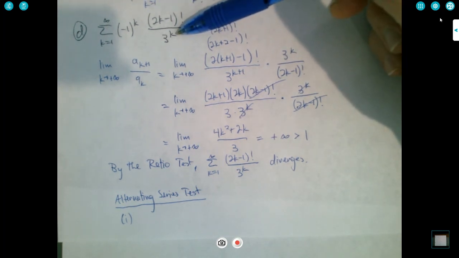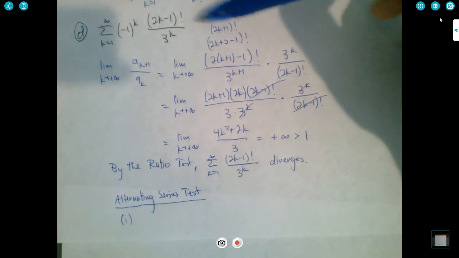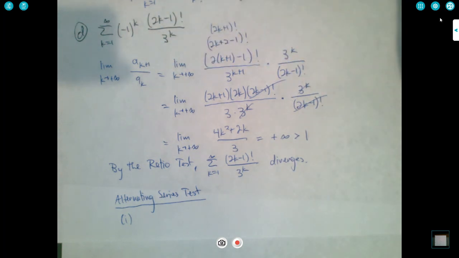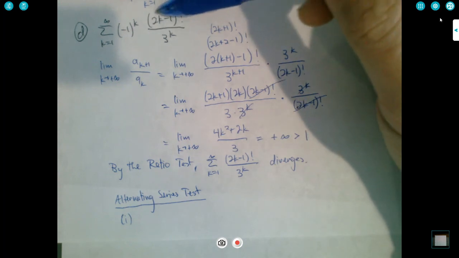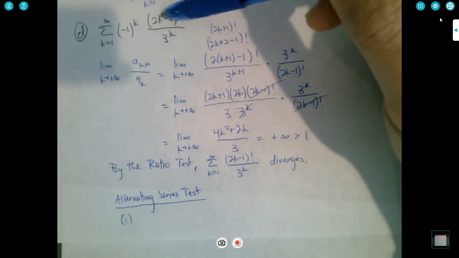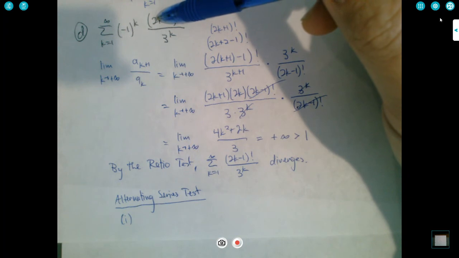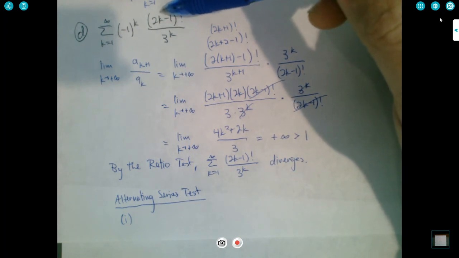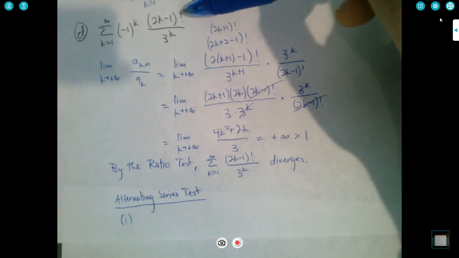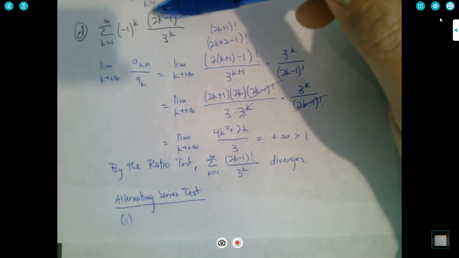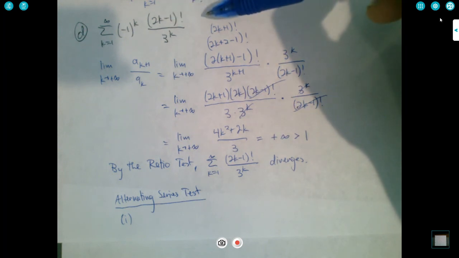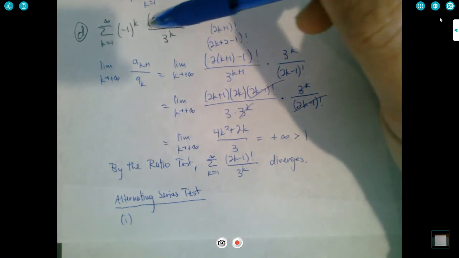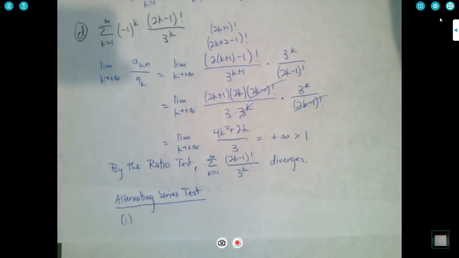3 to the k, let's imagine that k is a really big number, like 1,000. Then 3 to the 1,000 is just going to be 3 times 3 times 3 times 3, 1,000 times. That's big, but it's not as big as this, right? If k is 1,000, 2 times k minus 1 would be 2,000 minus 1, so 1,999. 1,999 factorial is going to be 1,999 times 1,998 times 1,997 and so forth, all the way down to 1.